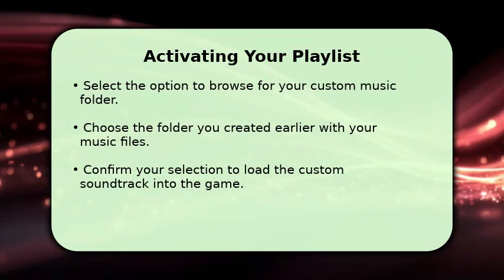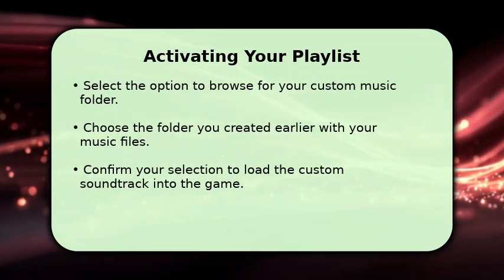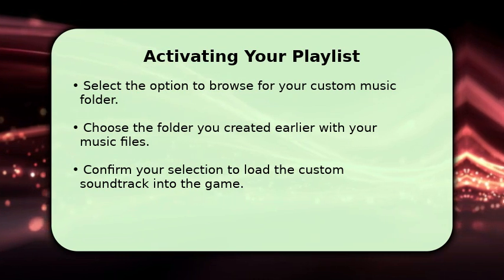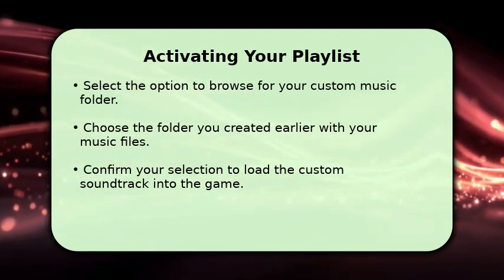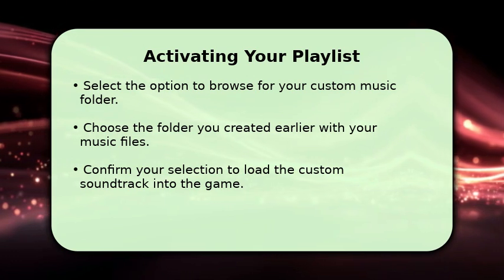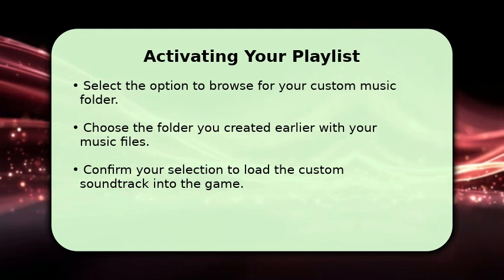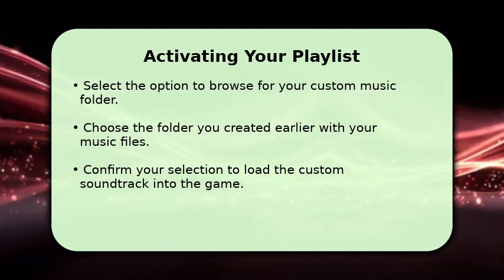After finding the custom music option, you'll typically see a button to browse or select folder. Click this and navigate to the specific folder you created earlier containing all your music tracks. Once you've selected the correct folder, confirm your choice. The game will then scan and load your personal playlist.